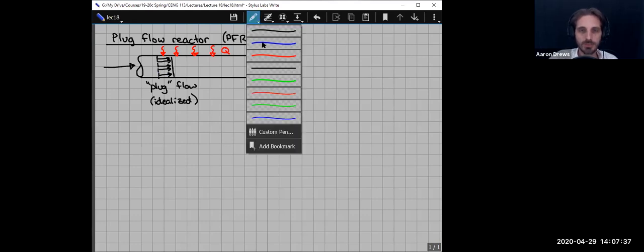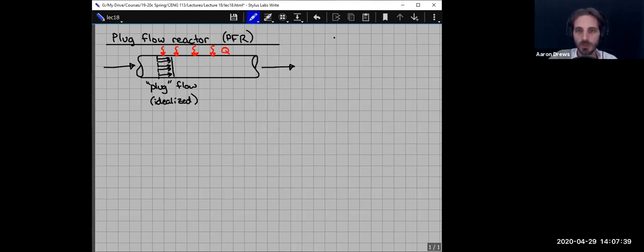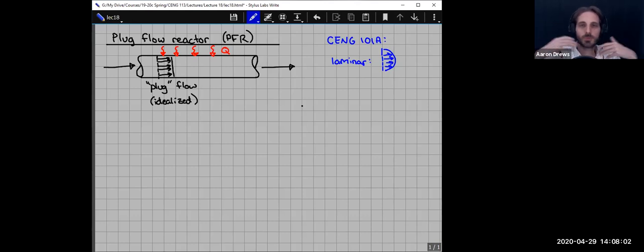That is in contrast to the two types of flow that you will deal with in CENG 101A. The two types of flow that you deal with in there, and this is basically the only two types of flow that there are. One is parabolic. So if you are good at drawing parabolas, this is a parabolic fluid flow pattern. And so the flow in the middle of the pipe is moving really, really fast, and the stuff on the edge is not moving quite so fast. And then the other form is turbulent.